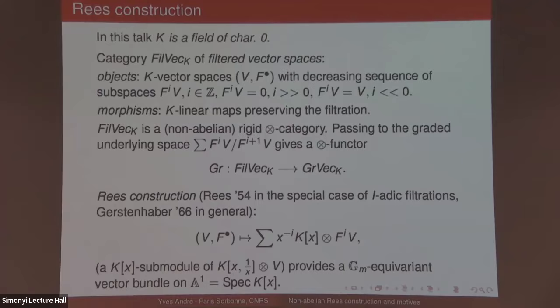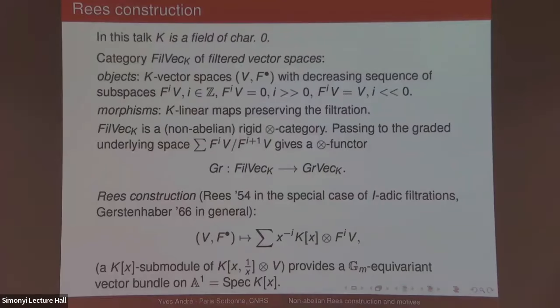So K will be a field of characteristic zero throughout my talk. And the Rees construction has to do with comparing filtered vector spaces with graded vector spaces. So consider the category of filtered vector spaces and the category of graded vector spaces. Morphisms are just linear maps which are compatible with the filtration. There is a natural tensor product here, and this is a rigid tensor category.